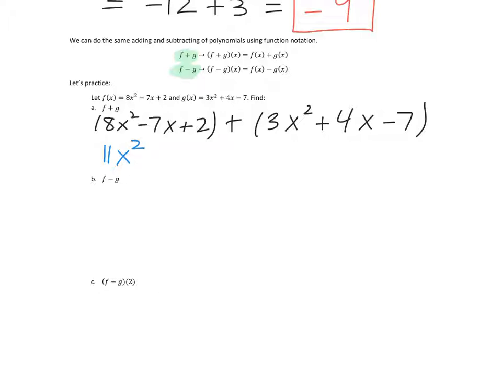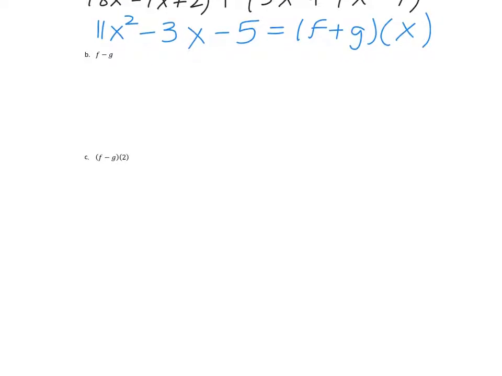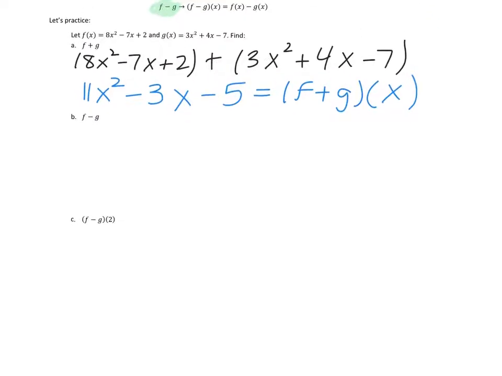And then the x, negative 7x plus 4x. And then finally 2 minus 7. All right, and then let me write the correct notation. This would be considered a new function, f plus g of x. That's our new function. All right, so let's go ahead and push pause, and you guys can do the next function. And then once you have it, go ahead and evaluate it at 2.